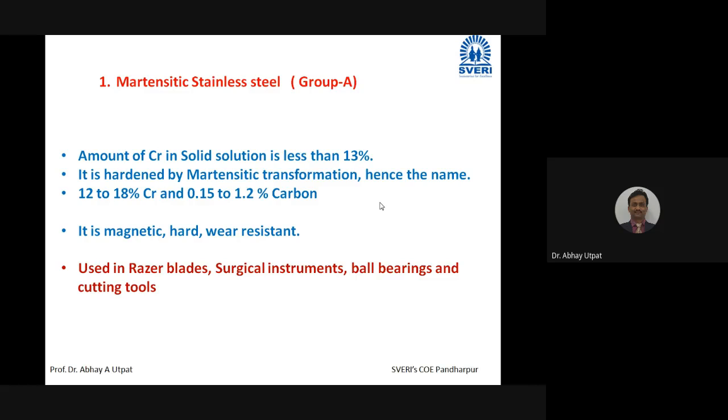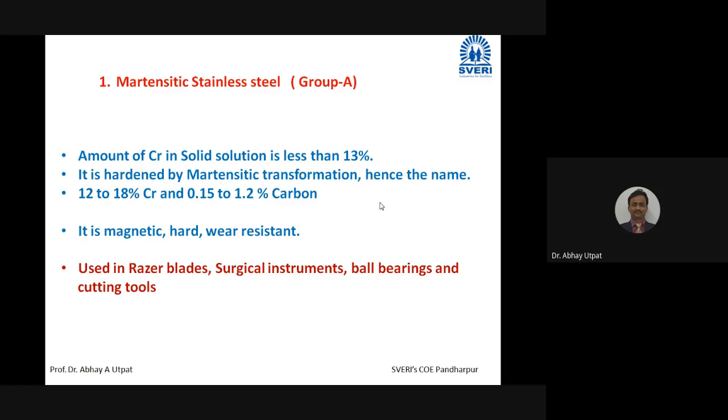It has 12 to 18% chromium and 0.15 to 1.2% carbon. Now it is magnetic, hard, and wear resistant. See the applications: razor blades, whatever blade you are using for shaving, that is martensitic stainless steel. Surgical instruments, the scissors, and whatever tools doctors are using for cutting the skin and other parts, all instruments are made up of martensitic stainless steel. Doctors' scissors, knives, whatever it may be, all these instruments are made up of martensitic stainless steel.